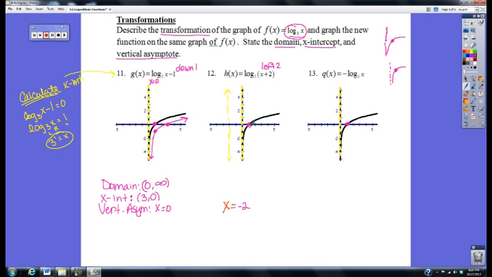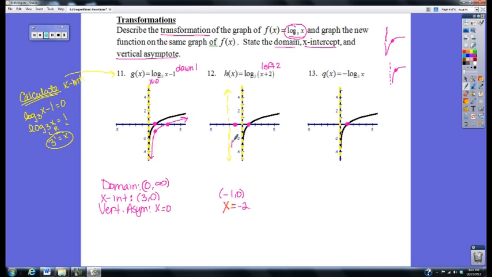Now, if this point right here was originally at 1, 0, shift it 2 places to the left. 1, 2. Right there. Now think about this. If all you're doing is sliding this 2 places to the left, isn't it pretty obvious where your x-intercept is? You didn't move it up or down. You're still on the x-axis. It's pretty obvious where your x-intercept is. It's at the point negative 1, 0.